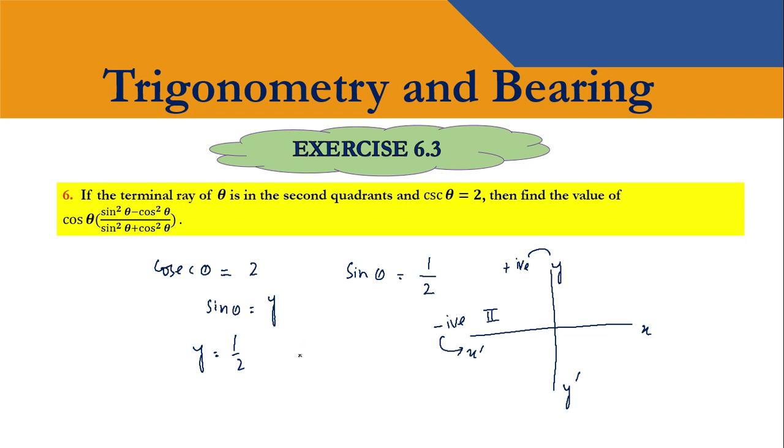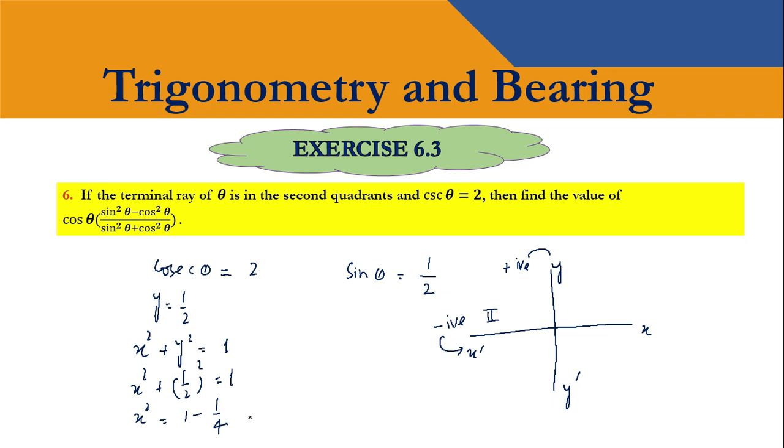With the help of the equation of the circle, sin theta is equal to y, and we can say that y is equal to 1 over 2. By using the equation of the unit circle, x square plus y square is equal to 1. We will calculate the x first. So x square is equal to 1 minus (1 over 2) square, and x is equal to root 3 divided by 2. The value of x is calculated here.